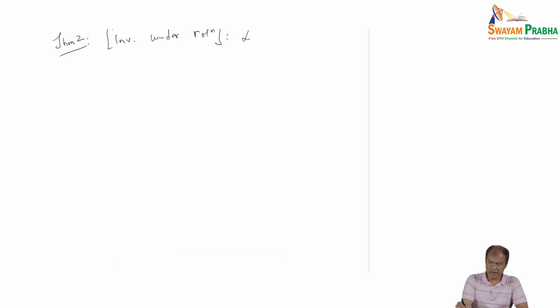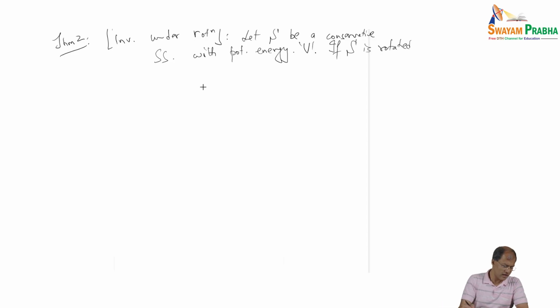We see that, let S be a conservative system. Let S be a conservative standard system with potential energy given by V, right? And if S is rotated about a fixed axis, let's say about a fixed axis (O, K). So we have to fix the axis.